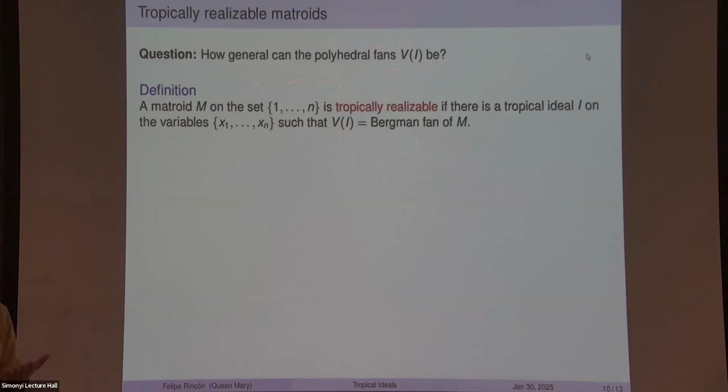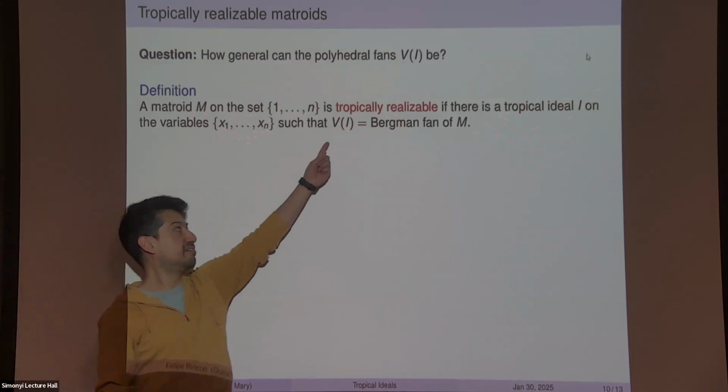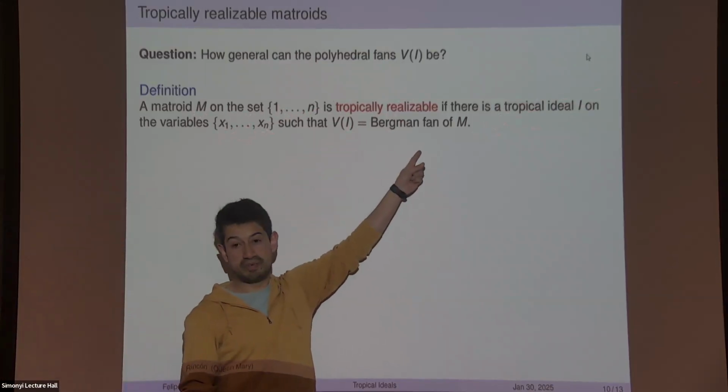Well, there's a collection of balanced polyhedral fans that we like a lot, which are Bergman fans of matroids, right? So that naturally leads to this definition that I'm giving here. We're going to say that a matroid M on, let's say, a ground set of n elements is tropically realizable if you can find a tropical ideal on the same number of variables, x1 up to xn, such that the variety of that ideal is the Bergman fan of the matroid.